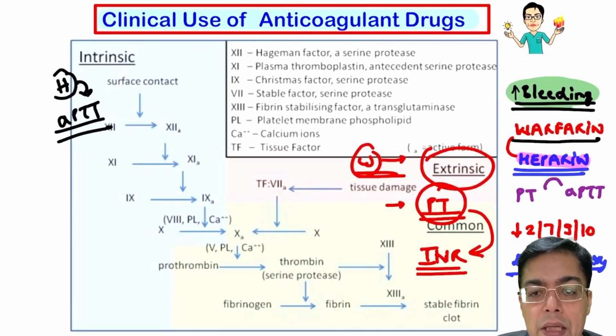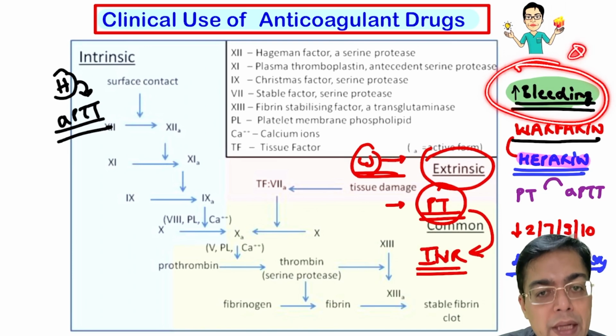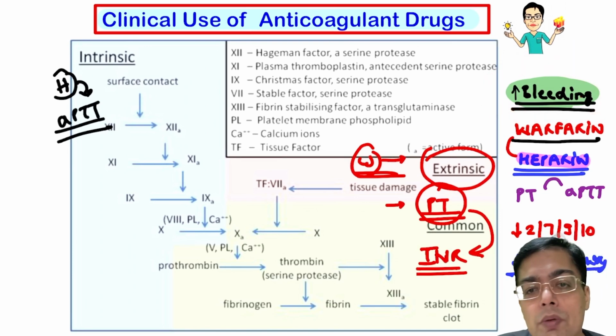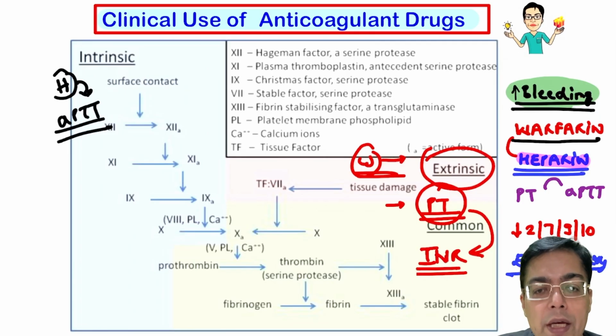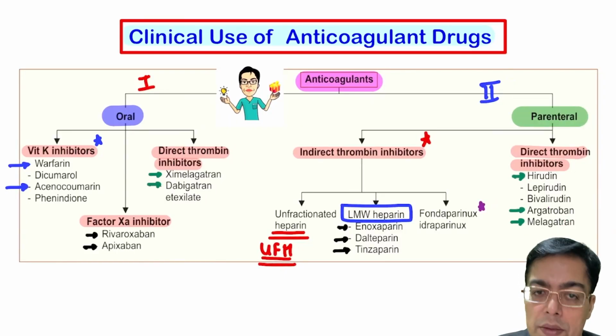So we must have an idea about the way the drugs are being used. We must have an idea about the important side effect of these drugs, something which can be very life-threatening as well, which is bleeding. And we need to remember how we monitor the action of these drugs. Warfarin monitoring is done with the help of PT or INR, and heparin monitoring is done with the help of APTT.